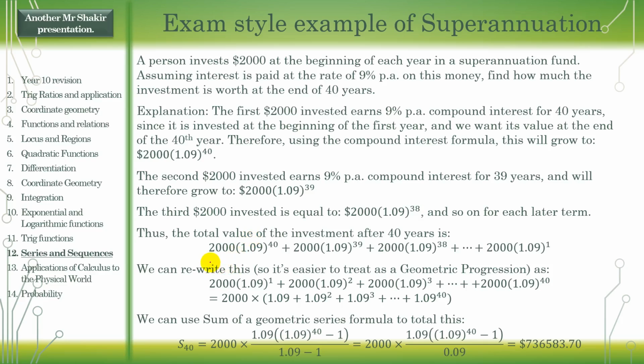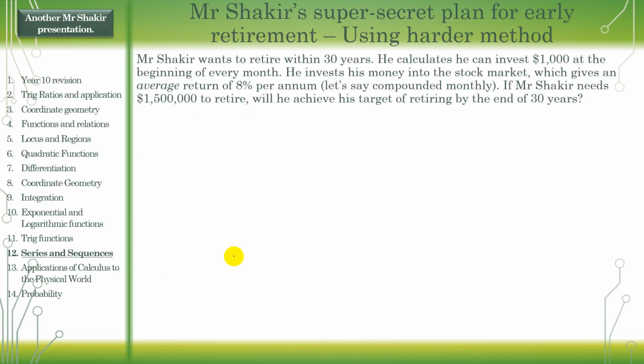So we've said that the first investment gains interest for 40 years, the second investment gains interest for 39 years. So we're treating each of these separately. And if you understand this method, I strongly recommend that you skip the next slide and start doing the questions, or skip the next slide and see the slides after it. If you would like to see the second method, it is somewhat harder. Just bear with me, okay?